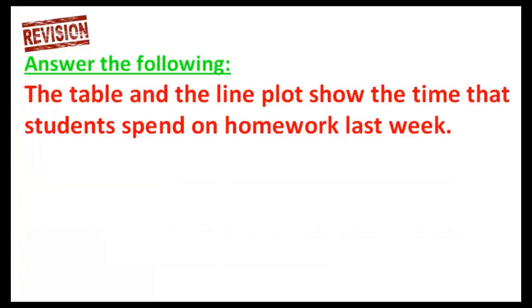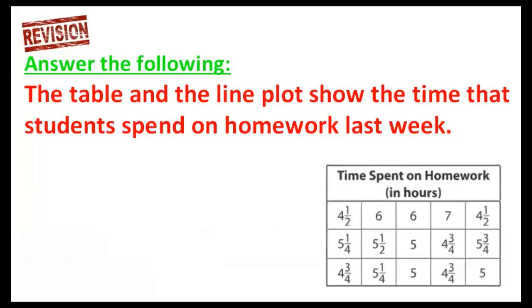The table and the line plot show the time that the students spent on homework last week. So where is the table? This is the table: the time they spent on homework in hours. 4.5 hours, 6, 6, 7, 4.5, 5.25, 5.5, 5, 4 and 3/4, 5 and 3/4, 4 and 3/4, 5 and 1/4, 5, 4 and 3/4, and 5. This is the raw material, or the data set, given to you. Where is the number line? This is the number line.